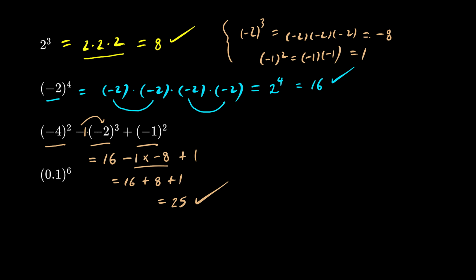Finally, let's work on this question here. 0.1 to the exponent 6. What is 0.1 times 0.1 times 0.1 times 0.1, 6 times? 1, 2, 3, 4, 5, 6. So let's look for a pattern here.